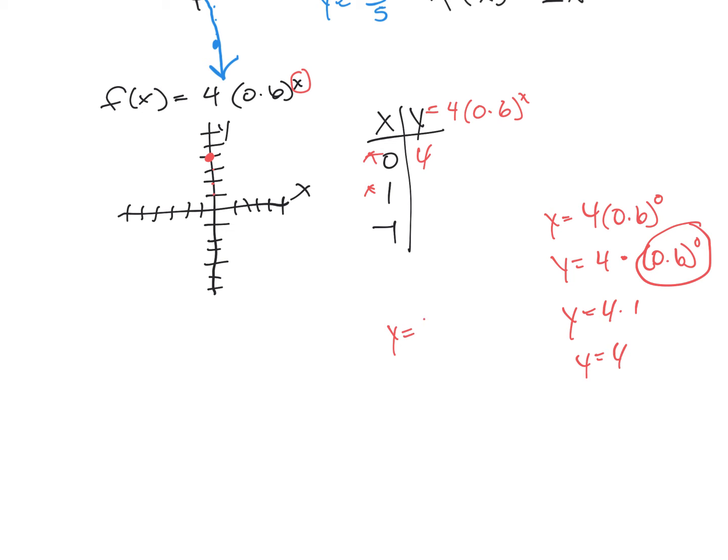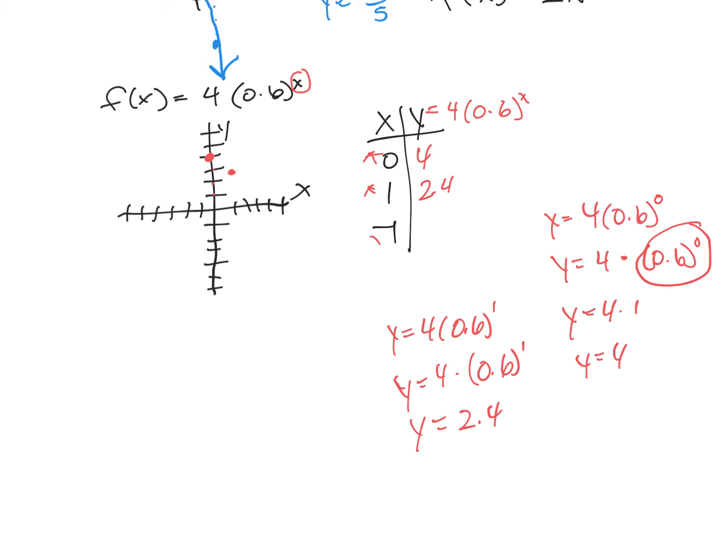Now we're going to do when x is 1. So y equals 4 times 0.6 to the power of 1. So 4 times 0.6 is 2.4. And again, I'm rounding some of these. So we go over 1 and we go up 1, 2, and we go just a little bit above 2. That's fine. It's in the middle. We're estimating about where this point is going to be because it's not exact.